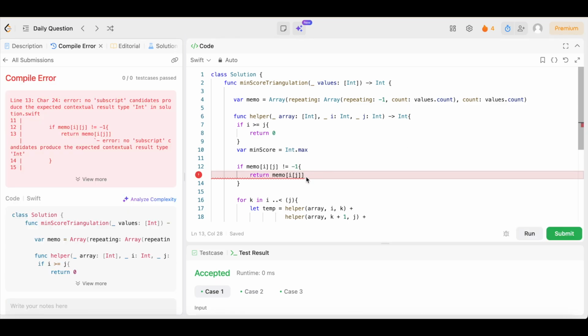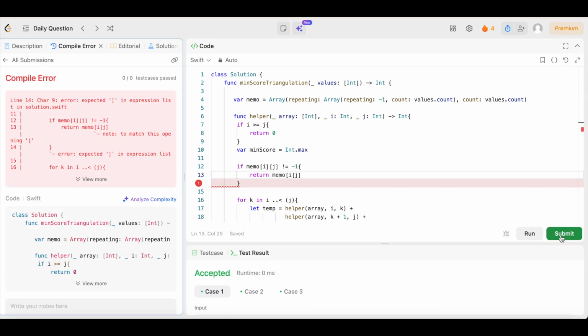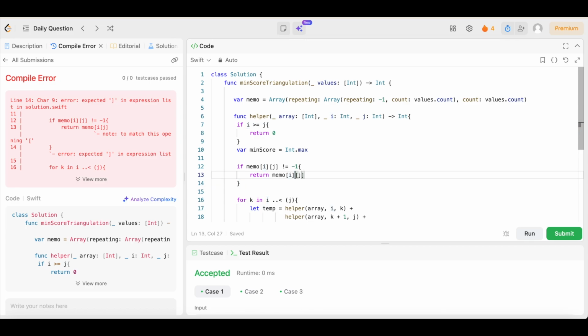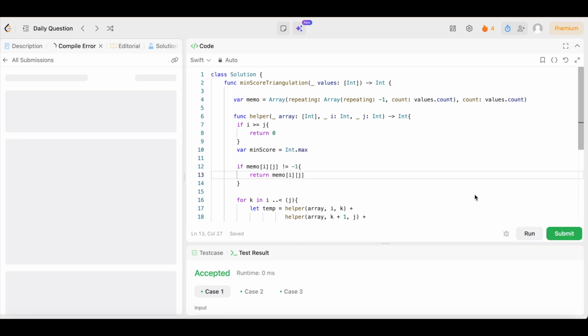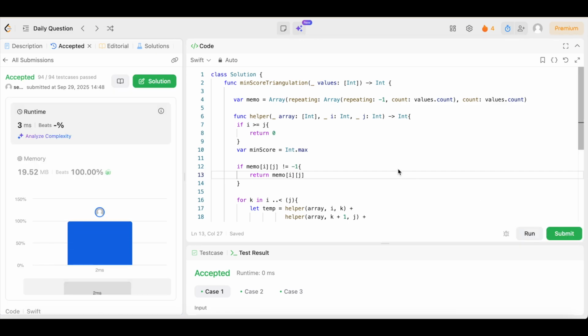Okay, so that should only have one square bracket. I don't know where the other one came from, but let's submit it anyway. Let's see. Okay, so, oh my goodness, y'all. I don't know what's going on. All right, so that should fix it. Let's see. Let's see, it's accepted, y'all. That's what I'm talking about. 3 millisecond speeds, beating a high percentage of users.